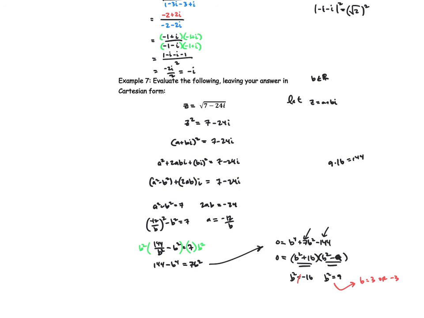So if b equals 3, let's write out the two possible answers. Let's say that b equals a positive 3. Well, if b equals a positive 3, then a equals a negative 4. And if b equals a negative 3, then a equals a positive 4. There are your two answers to the square root of 7 minus 24i.